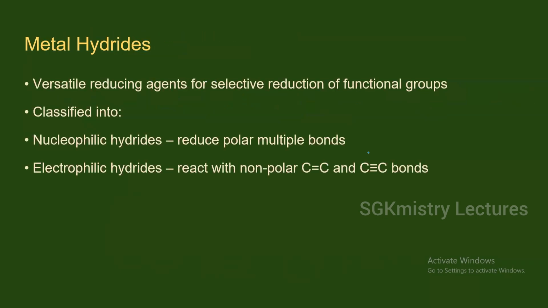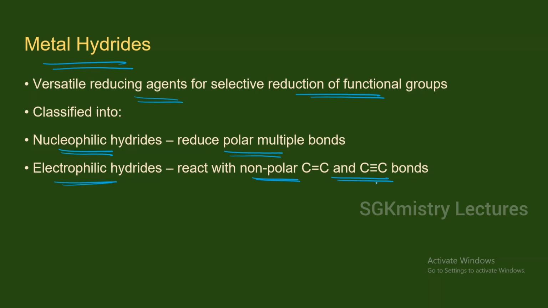Talking about metal hydrides, they are versatile reducing agents for selective reduction of functional groups. About this also we have studied, we have discussed much in detail in this particular video itself. So mainly they are classified into nucleophilic hydrides and electrophilic hydrides. Nucleophilic hydrides reduce polar multiple bonds, whereas electrophilic hydrides react with non-polar C double bond C or C triple bond C groups.